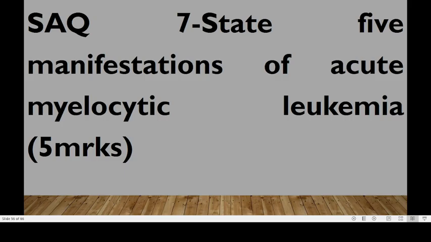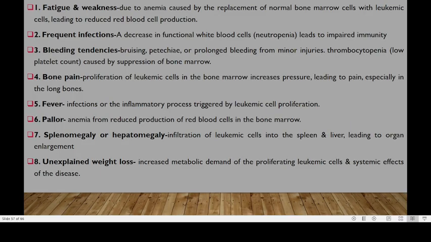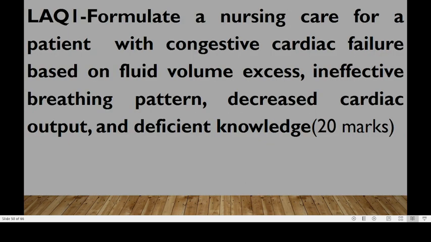Manifestations of acute myelogenous leukemia. This is a question from the hematological conditions. So there is fatigue and weakness, frequent infections, bleeding tendencies, bone pain, fever, pallor, splenomegaly or hepatomegaly, and unexplained weight loss.